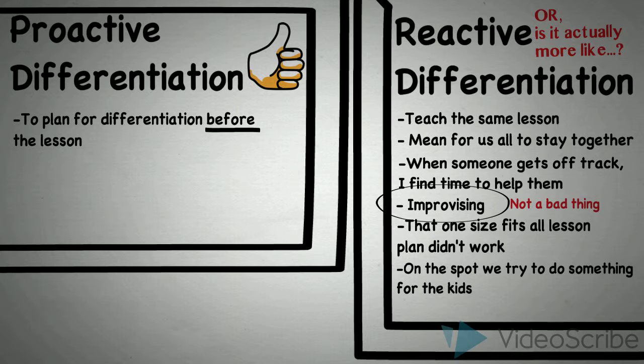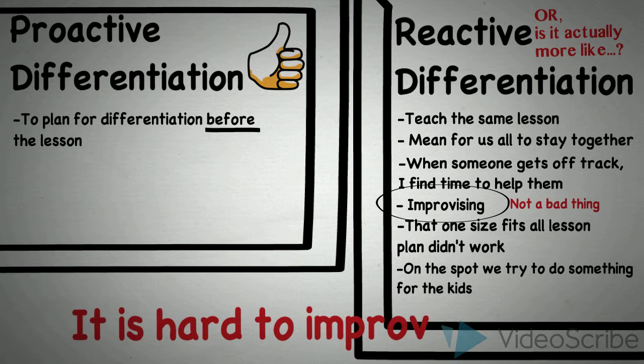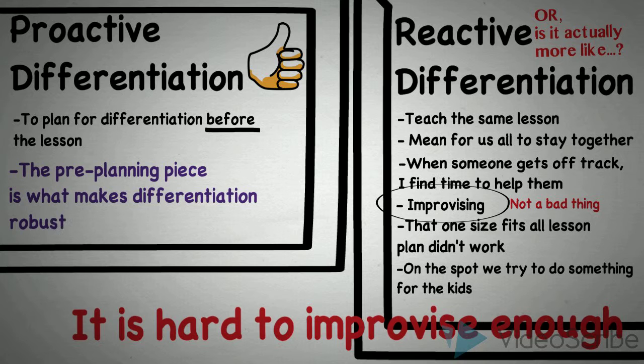It's just that it's really hard to improvise enough to help an 11th grader who can't read the science book. It's hard to improvise enough to help a kid who misunderstood all of the stuff about multiplication last year, and now you're ready to move on to other things. The pre-planning piece is what makes differentiation really robust.